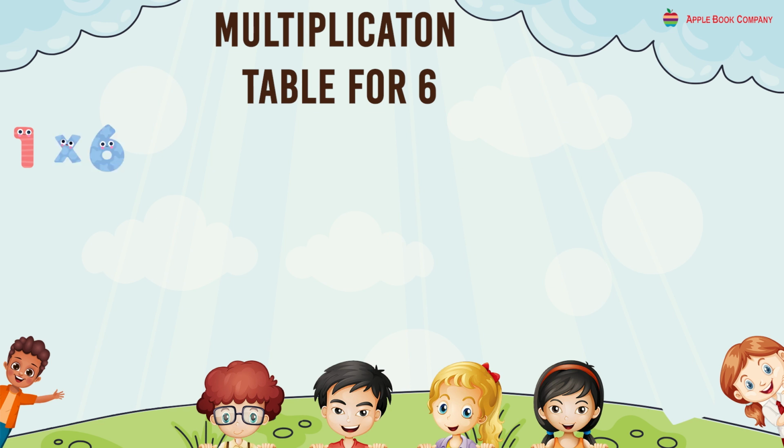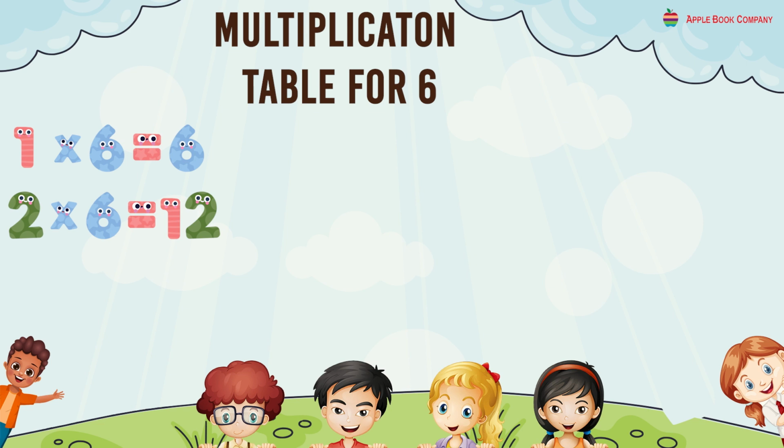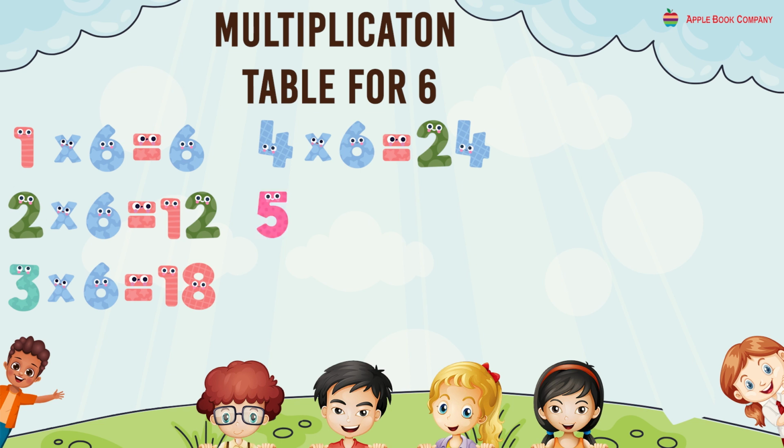1 multiplied by 6 is 6. 2 multiplied by 6 is 12. 3 multiplied by 6 is 18. 4 multiplied by 6 is 24. 5 multiplied by 6 is 30.